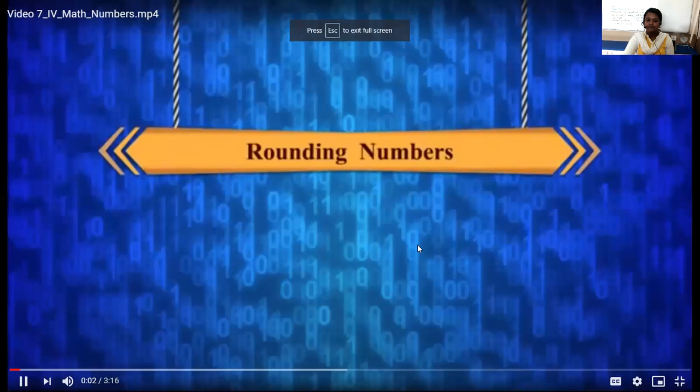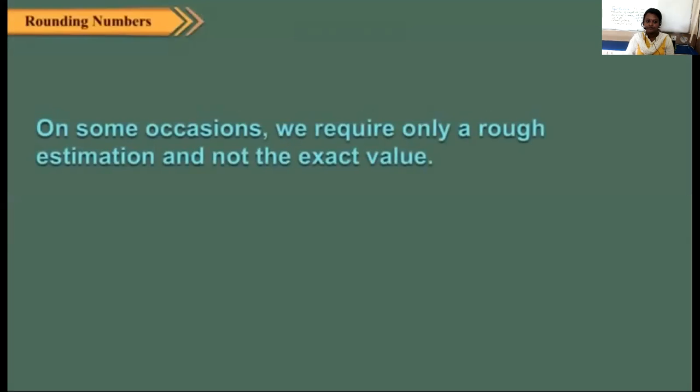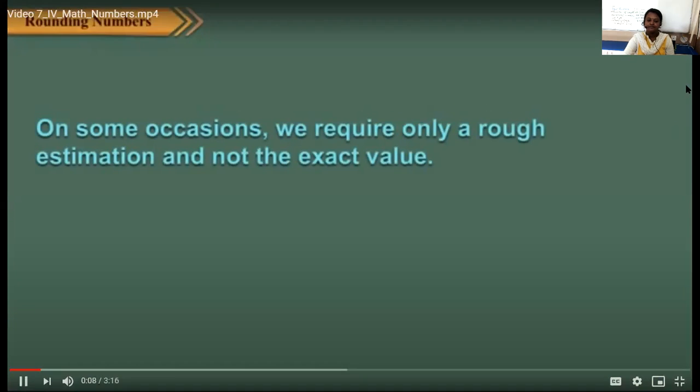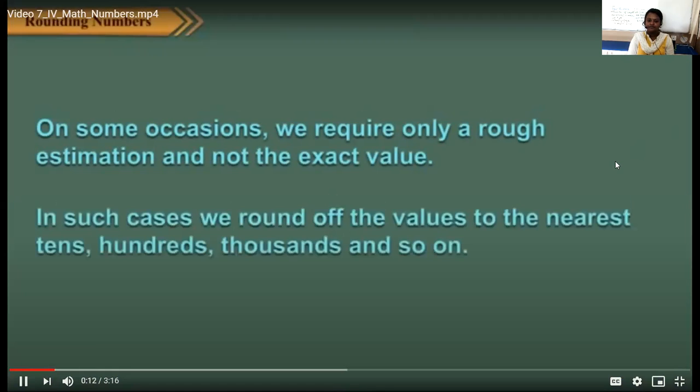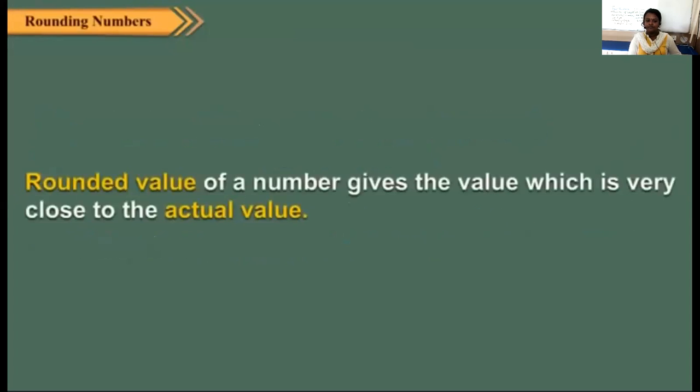Rounding numbers. On some occasions, we require only a rough estimation and not the exact value. In such cases, we round off the values to the nearest tens, hundreds, thousands, and so on. The rounded value of a number gives a value which is very close to the actual value.